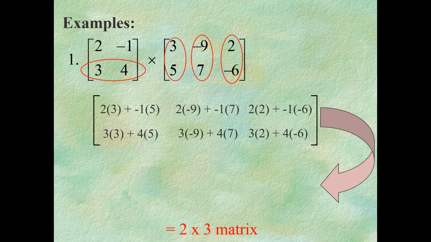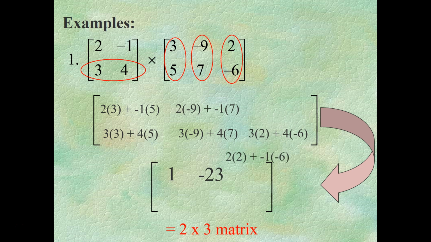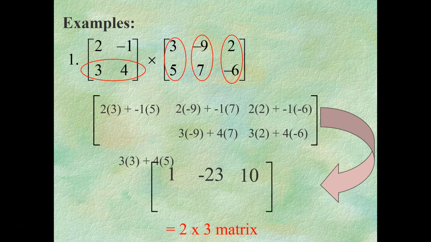So what we're going to do now is simplify all this work to get our final 2 by 3 matrix. We're going to take 2 times 3 plus negative 1 times 5, and we get 1 as our answer. 2 times negative 9 plus negative 1 times 7 is negative 23. 2 times 2 plus negative 1 times negative 6 is 10.